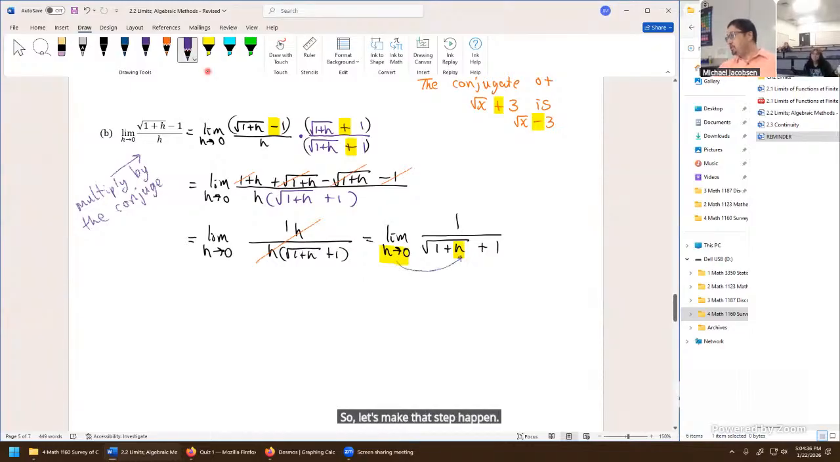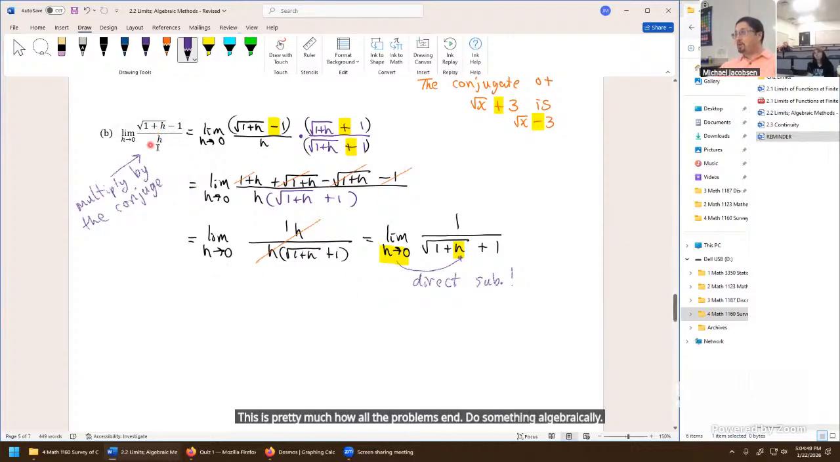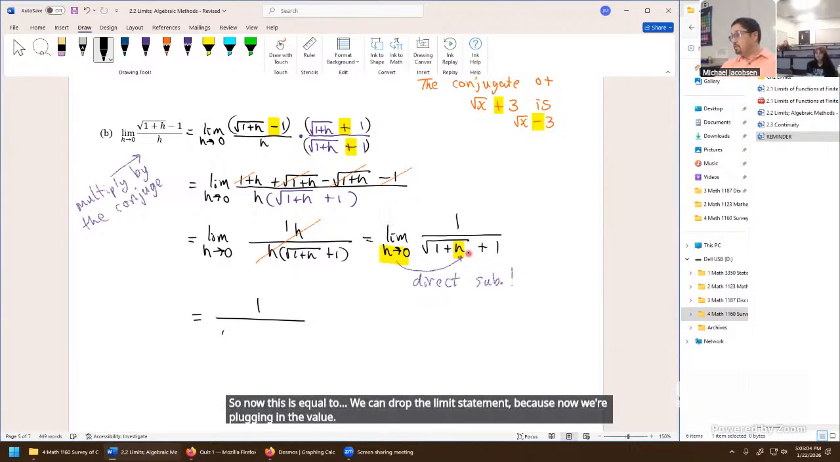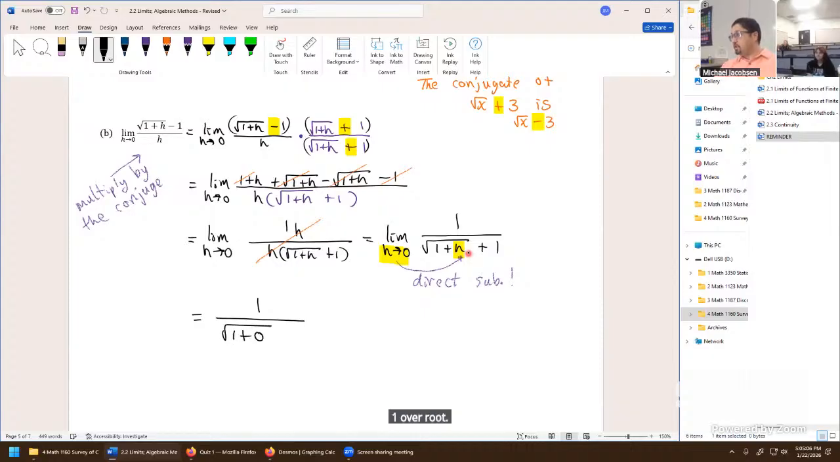I'll say here just for a paper trail, direct substitution once again. And this is pretty much how all the problems end. Do something algebraically, which eliminates the problem that you started with, division by 0 there, until you can just directly substitute in your value. So now this is equal to, we can drop the limit statement because now we're plugging in the value, 1 over root 1 plus 0 plus 1. So that's what the direct substitution looks like at that step.